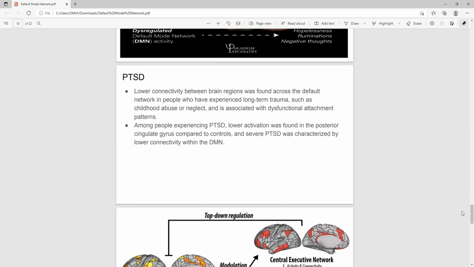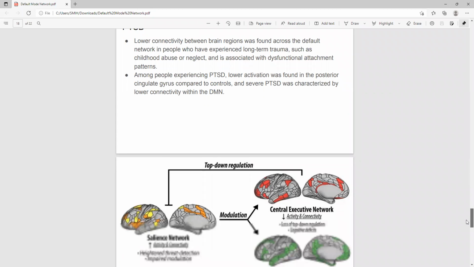For PTSD, lower connectivity between brain regions was found across the default network in people who have experienced long-term trauma, such as childhood abuse or neglect, and is associated with dysfunctional attachment patterns. Among people experiencing PTSD, lower activation was found in the posterior cingulate gyrus compared to controls, and severe PTSD was characterized by lower connectivity within the DMN.